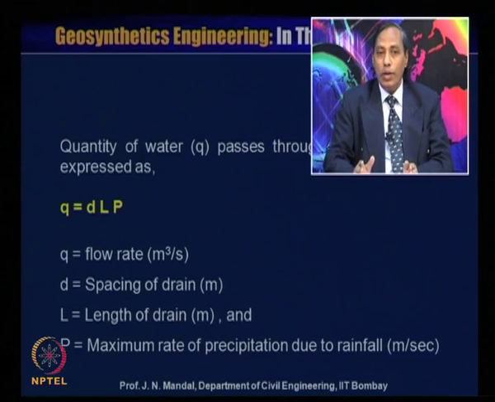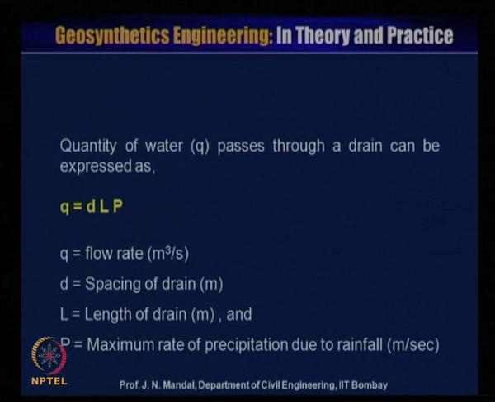This is important. Whenever you design, you should know the maximum rate of precipitation in that region due to rainfall. That is very important. So, if you know the spacing of the drain, the length of the drain, and the precipitation due to rainfall, then you can calculate the quantity of water that passes through a drain in that particular area. That is, you can calculate q is equal to D into L into P. That means you can calculate the flow rate.